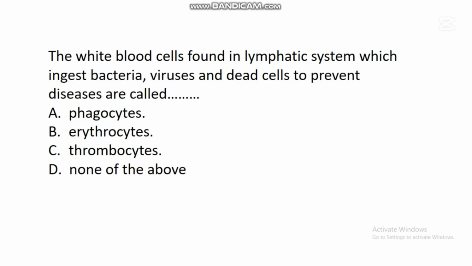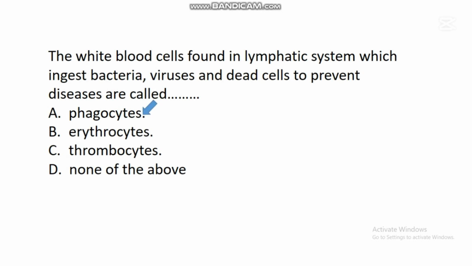The white blood cells found in lymphatic system which ingest bacteria, viruses and dead cells to prevent diseases are called dash. A. Phagocytes. B. Erythrocytes. C. Thrombocytes. D. None of the above. In this question, the correct answer is A.